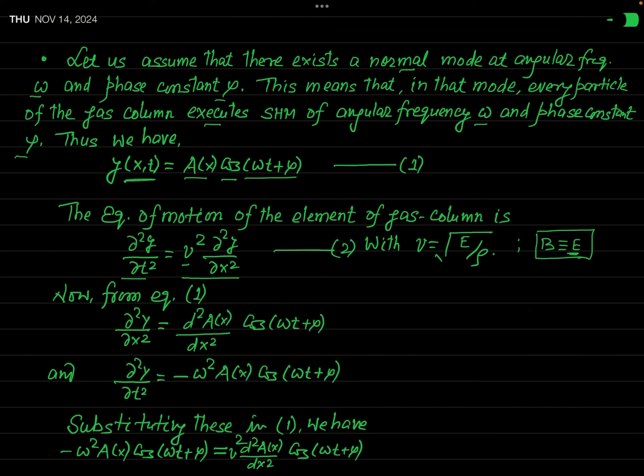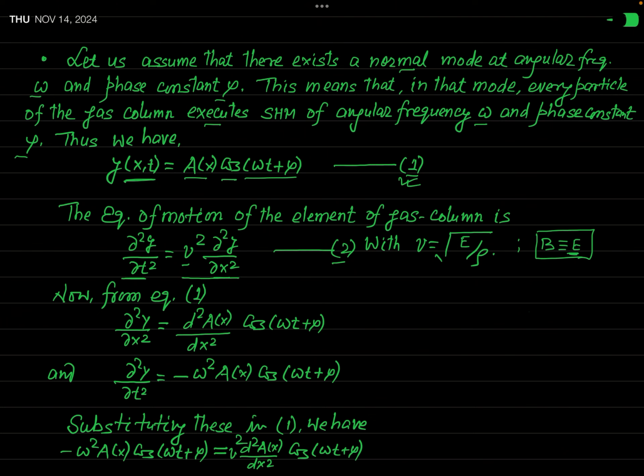Now our aim is to find these two partial derivatives, that is del 2y by del t square and del 2y by del x square from this equation 1. And after getting the values of these second order partial derivatives of y with respect to t and x, we will substitute those values in this equation 2 to get the required result. Okay. So let us try to find these two partial derivatives from this equation 1. It is very easy. You can easily find it.